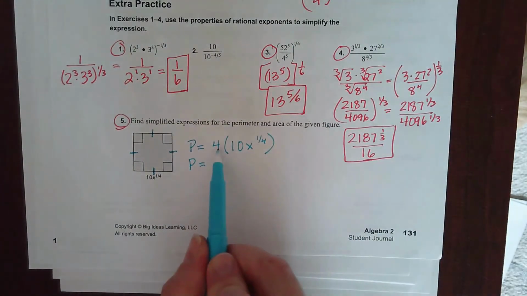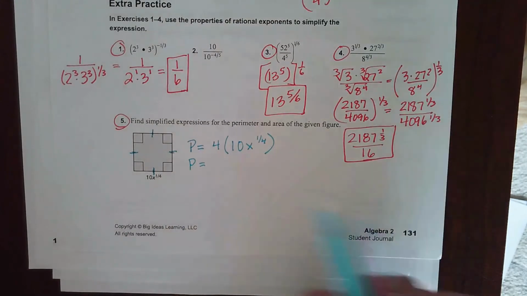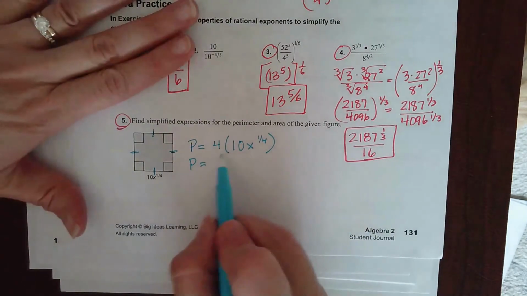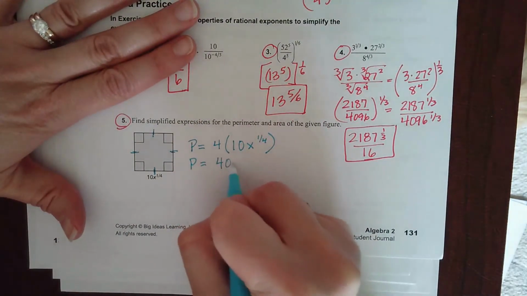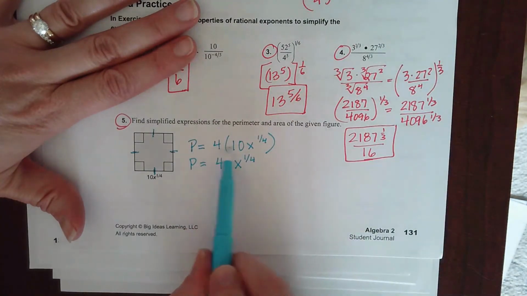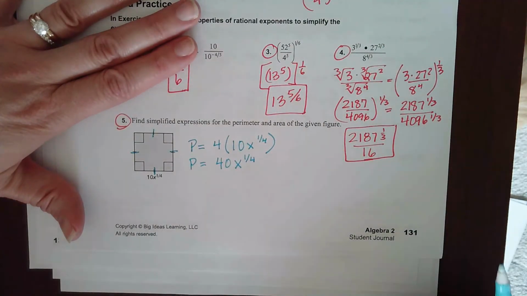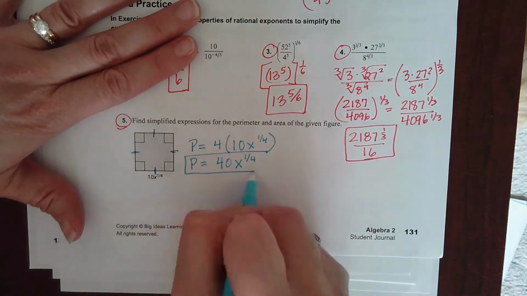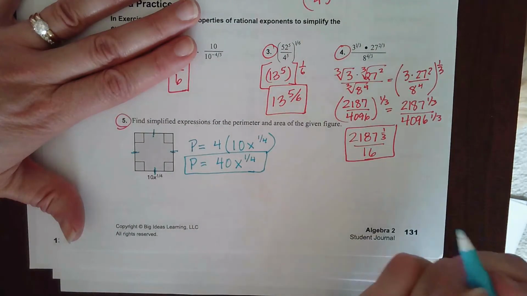So let's redo this, all right? If I'm multiplying 4 times 10 to the 1/4, there's no powers going on here. I'm just literally multiplying this by 4. So I get 40 times x to the 1/4, because I'm multiplying 4 times 10, and then there's no other x's, so that would be my simplified version.